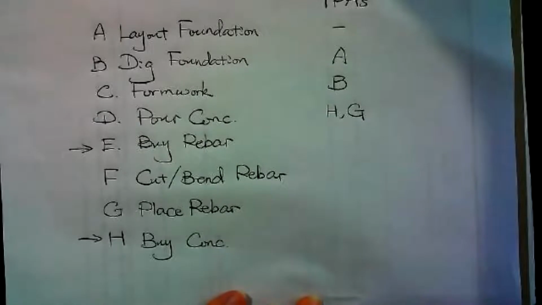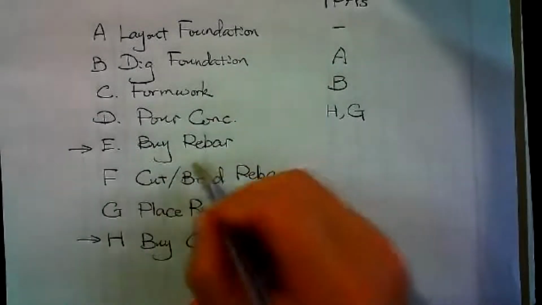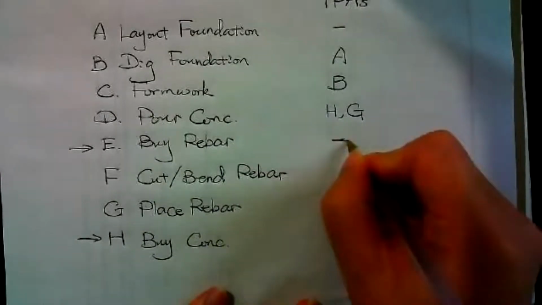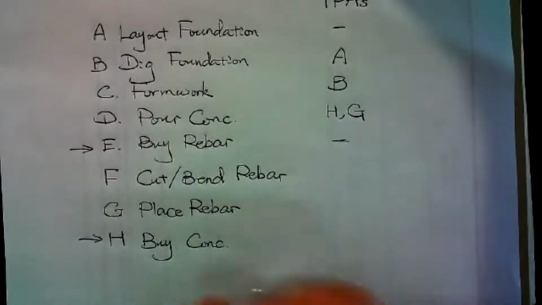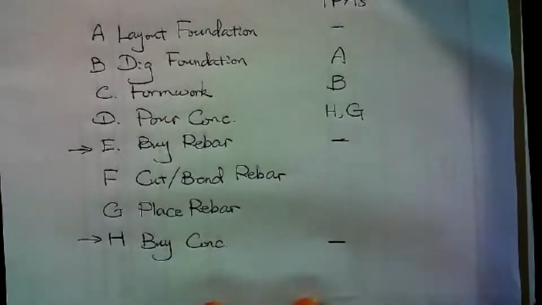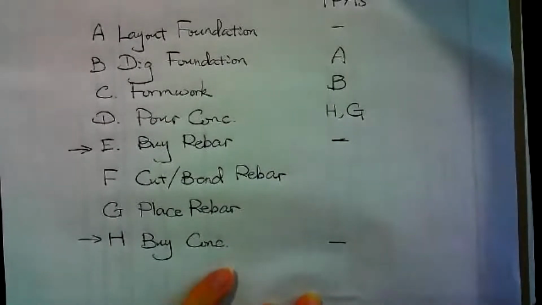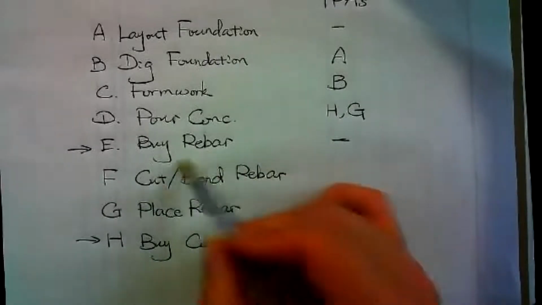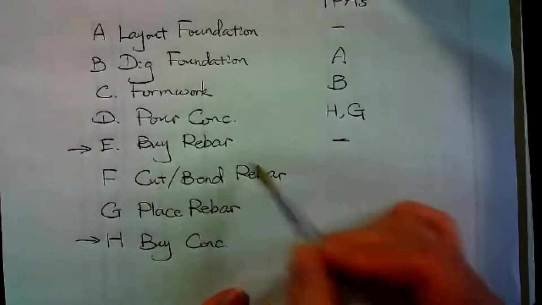And now buy rebar. As I said, this is a procurement, and we can buy it at any time, so there's no IPA. Buy concrete also has no IPA. So for cut and bend rebar, what needs to be ready before I can cut and bend the rebar?